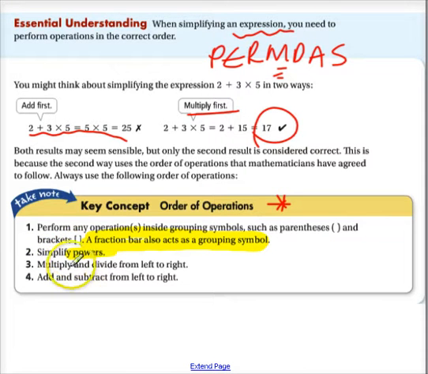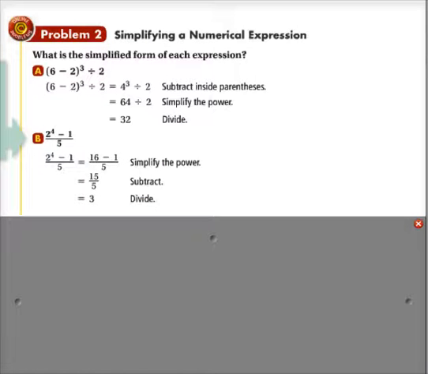And then multiplication and division, you don't have to do one before the other. You just do it from left to right, whatever comes first. Same with addition and subtraction, left to right. All right, let's look at some examples.